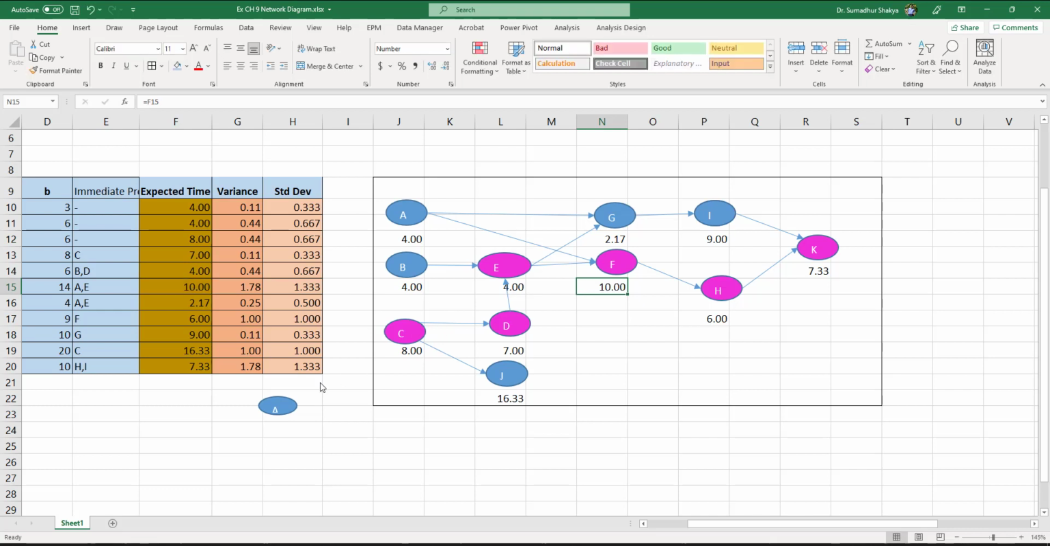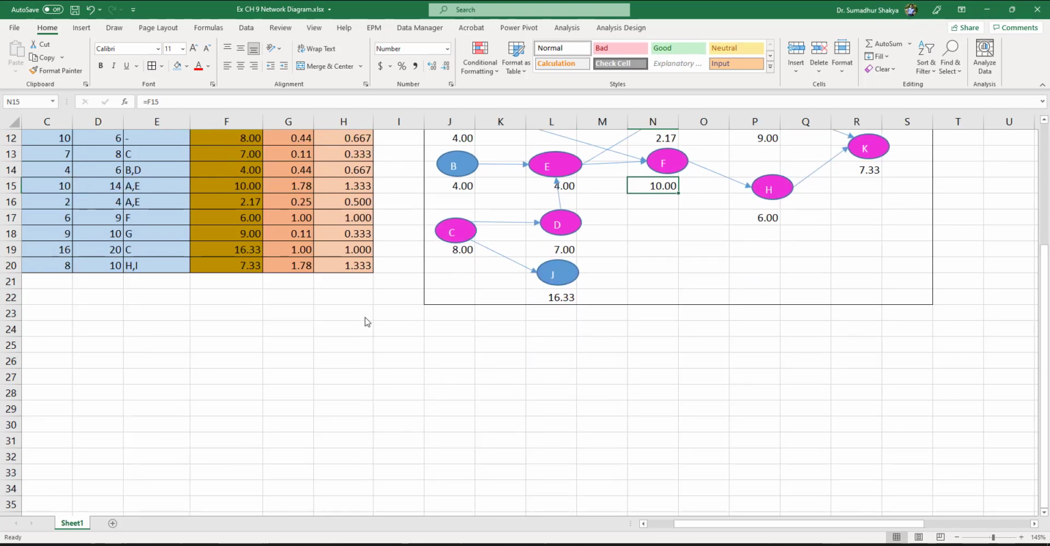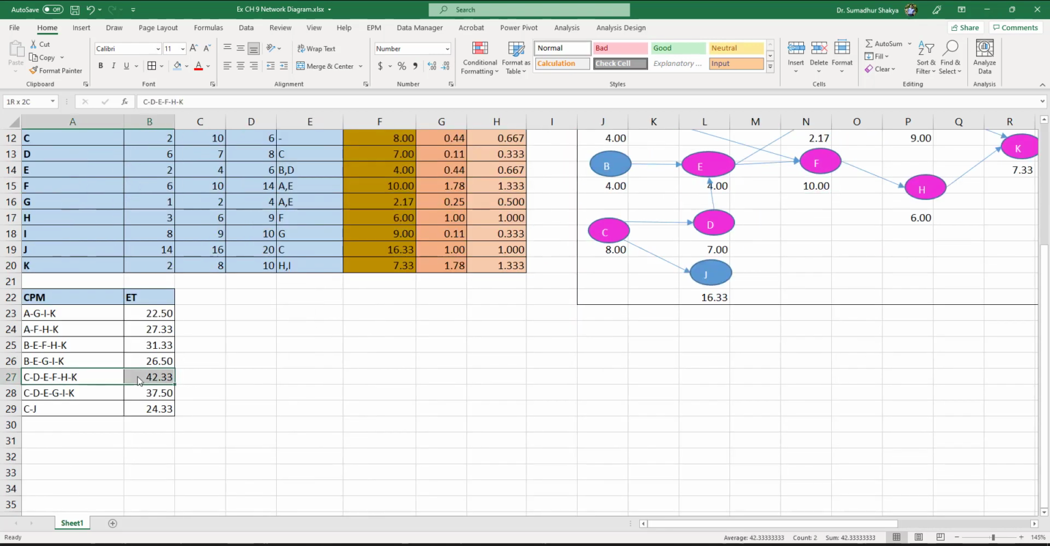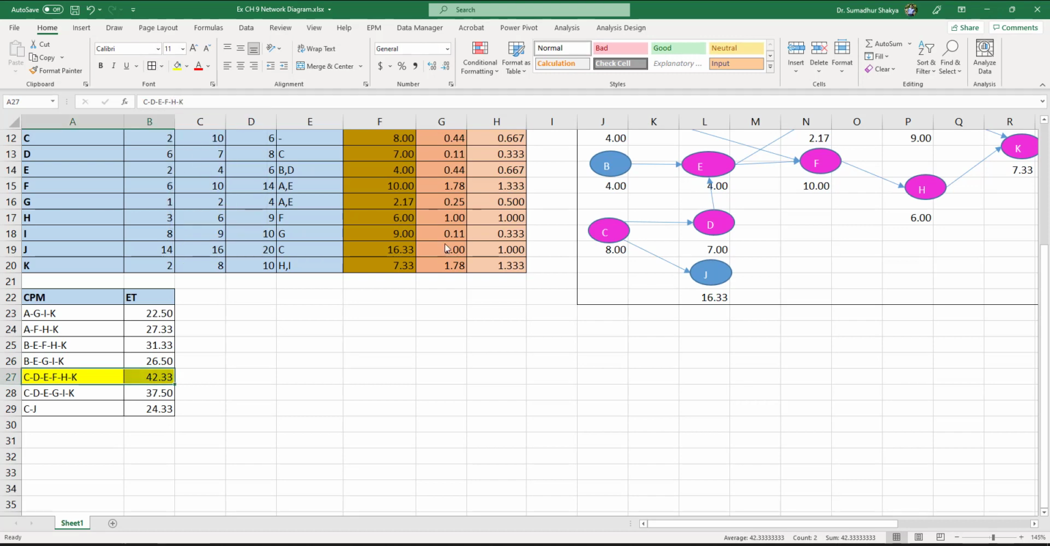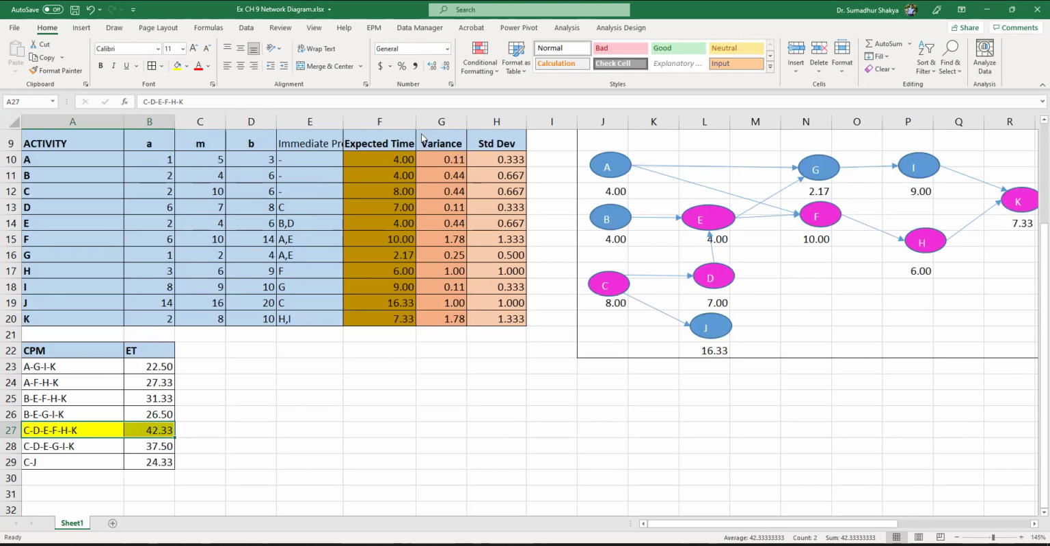Okay, now this is only required for understanding it graphically. It helps us visualize. So C, D, E, F, H, K is the critical path, just the way we calculated here, and I'm going to highlight this as well so that it's obvious. And we do not get confused as we keep on calculating more and more numbers.